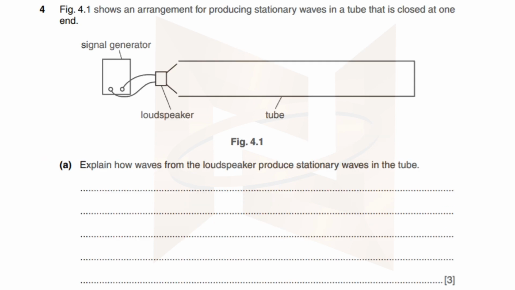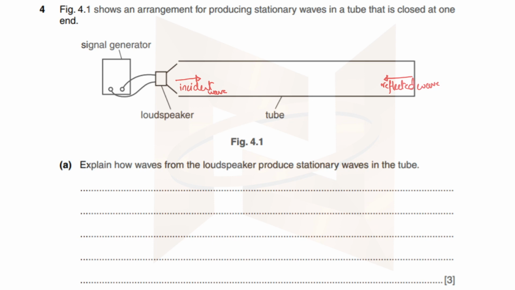Now in this question, they're asking you to explain how stationary waves are set up inside this tube. So you should understand the fact that you have an incident wave coming from the loudspeaker. The incident wave will travel along the tube and will be reflected by the tube. And when these two waves overlap, a stationary wave will be produced.